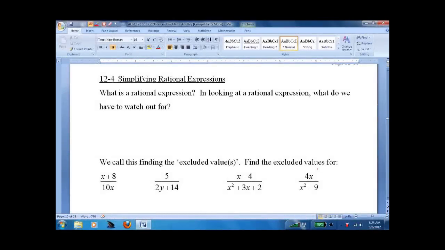Lesson 12.4, simplifying rational expressions. Well, what's a rational expression? Well, first off, an expression means no equal sign. A rational expression would be something as simple as this. There's a variable on the bottom.